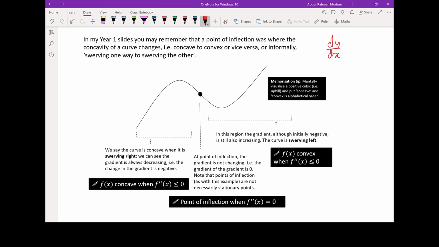If y is increasing, the difference in y is increasing with respect to x, it's said to be a positive gradient. Okay, but as x increases, if the difference in y is reducing, then it's said to be a negative gradient. So then what does d2y by dx squared, i.e. the second derivative, represent? It represents the rate of change of the gradient.